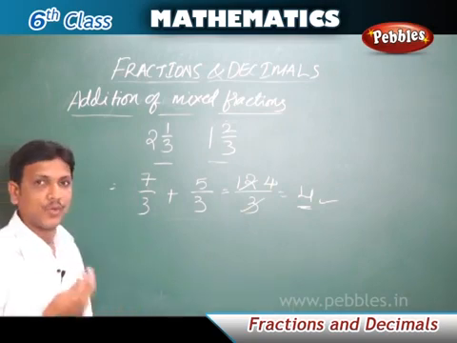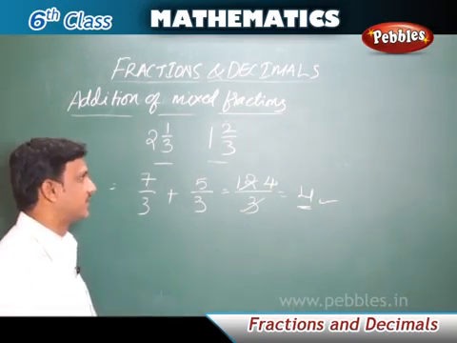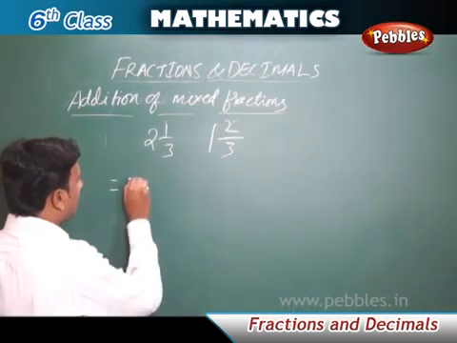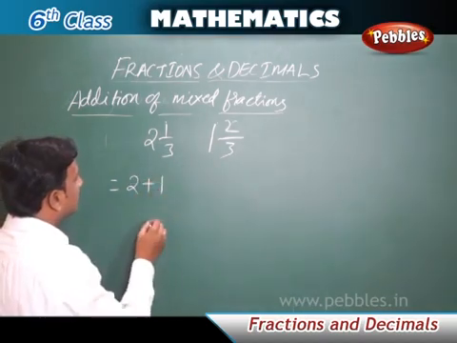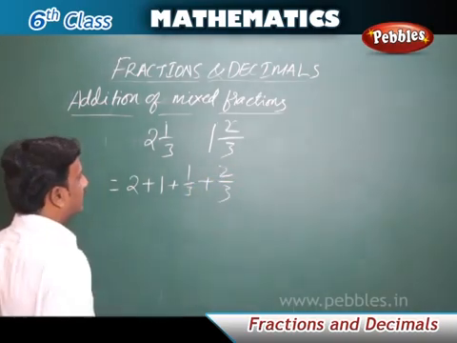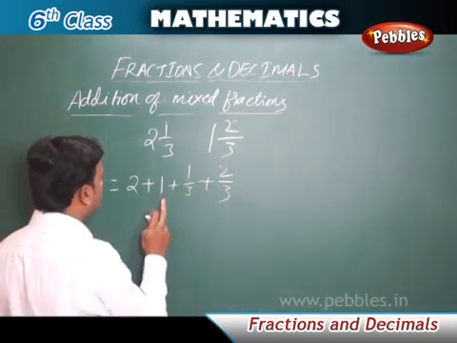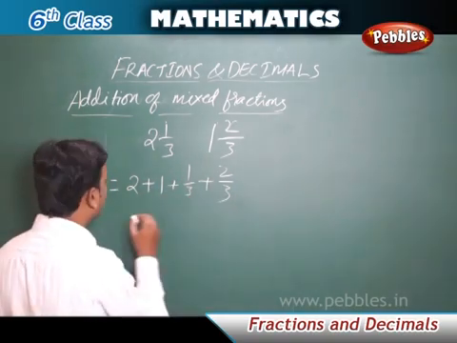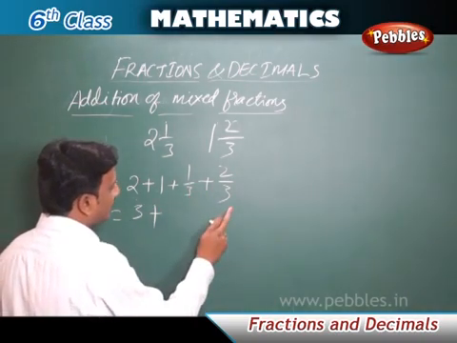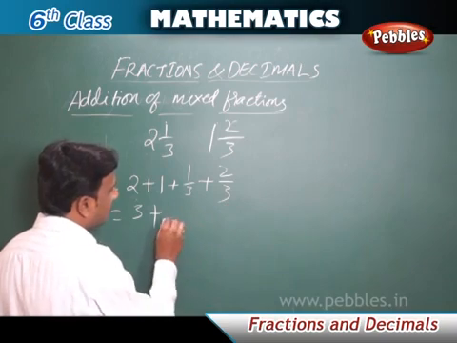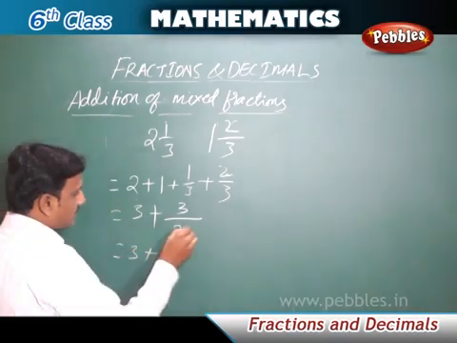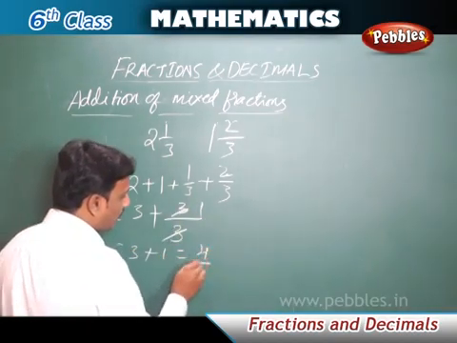But here we have one more method to add two mixed fractions. Let us see how to do it. Now let us see the second method. First we will add the whole numbers, then we will add the fractions. So here 2 we have taken here, 1 we have taken here: 2 plus 1 plus 1/3 plus 2/3. Now 2 plus 1 becomes 3, plus 1/3 plus 2/3. Here the denominators are the same. The numerator 1 plus 2 is 3. So now 3 threes are 1, 3 plus 1 is 4.